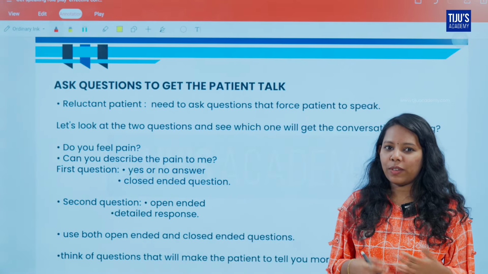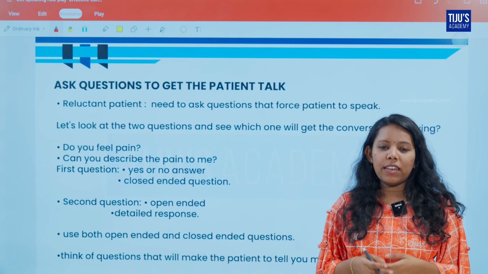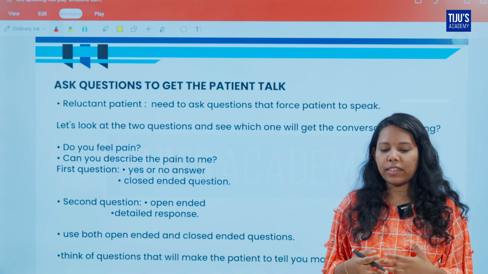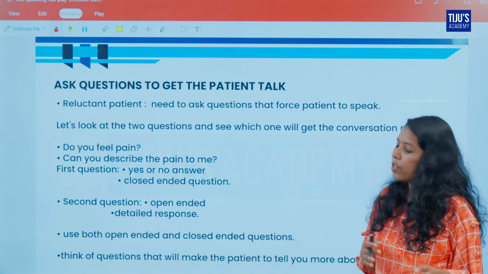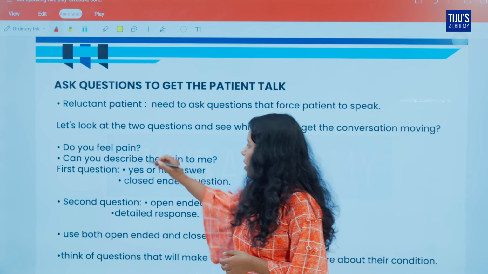Ask questions to get the patient to talk. So if you get a reluctant patient, it's very important that you ask questions to make the patient talk about their condition and about themselves. So let's look at two types of questions and see which will keep the conversation moving. First question, okay, do you feel the pain?